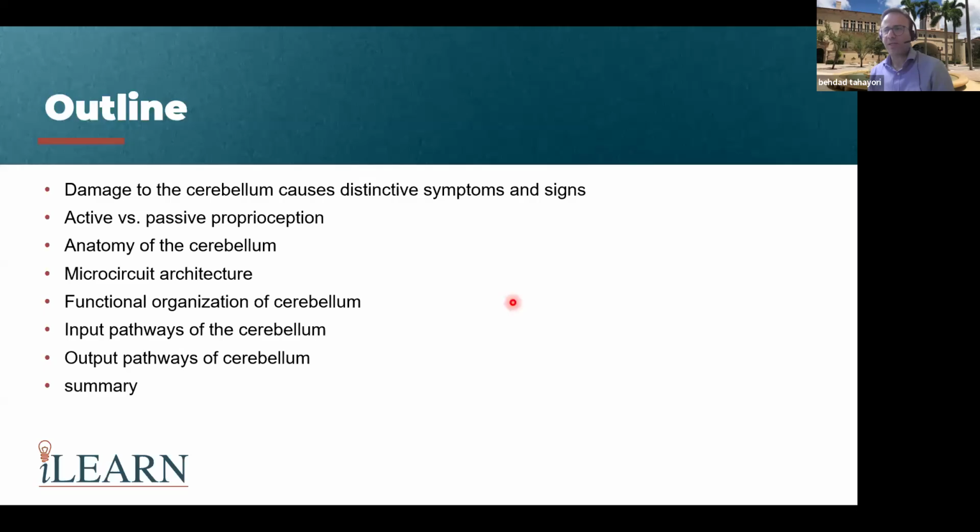Then I explain active and passive proprioception briefly, but a relatively big part is the anatomy of the cerebellum. The reason is that you need to know the anatomy of the cerebellum to understand the input-output pathways. We refer to these structures quite often, and you need to be comfortable with these anatomical locations and definitions. Then, very briefly, the circuitry of the cerebellum, what is inside. The rest of the presentation, which is the biggest part, covers the functional organization of the cerebellum and its input-output pathways, and finally a summary of what we did, wrapping up with a few questions.